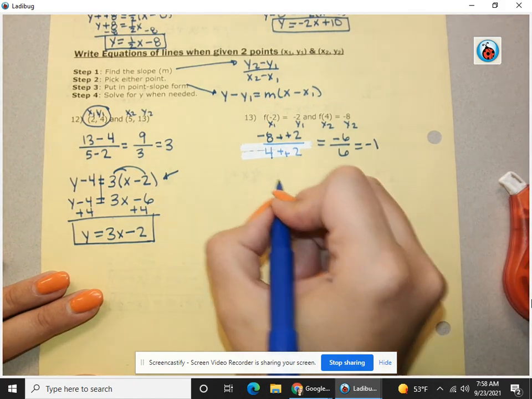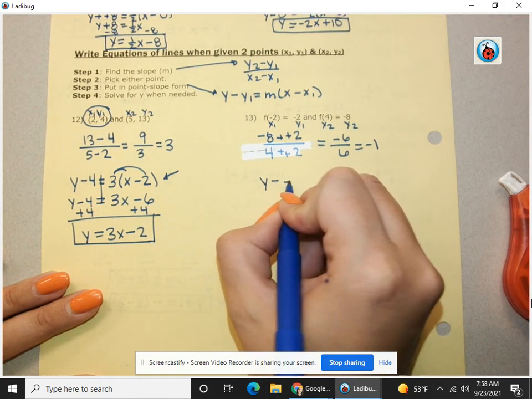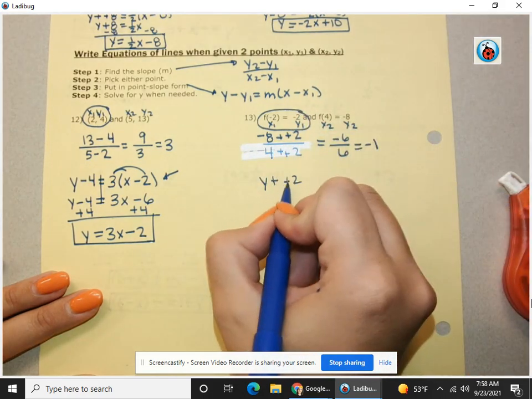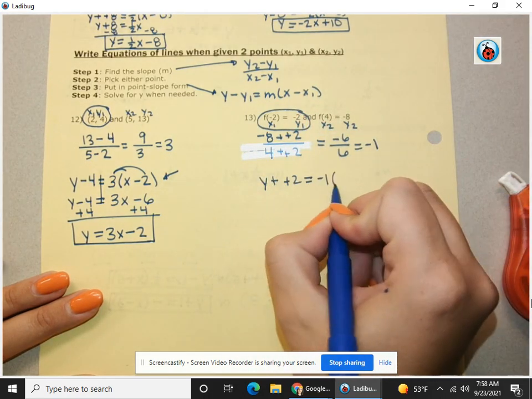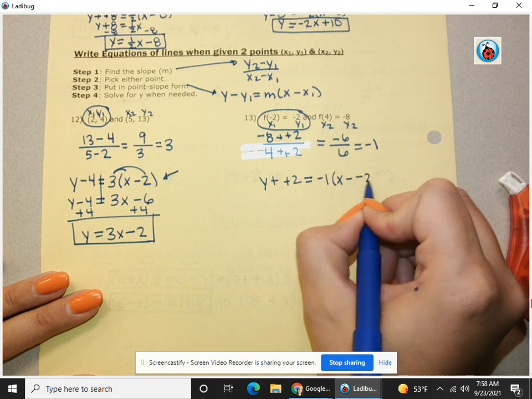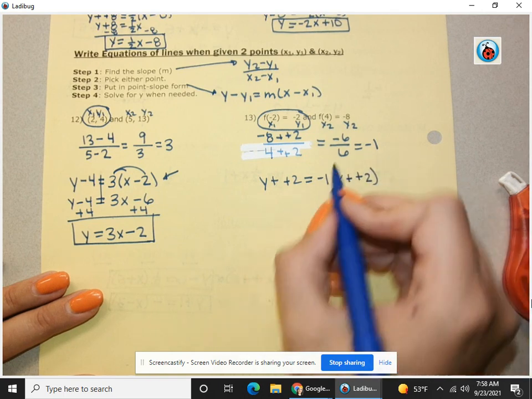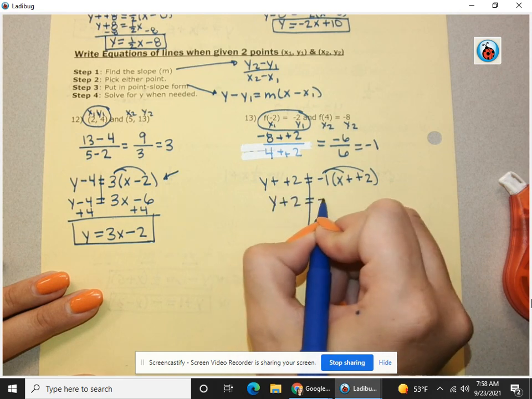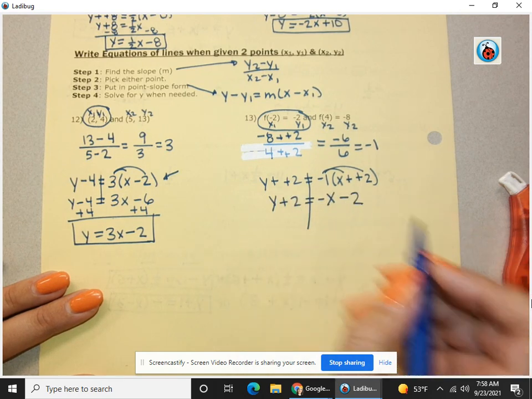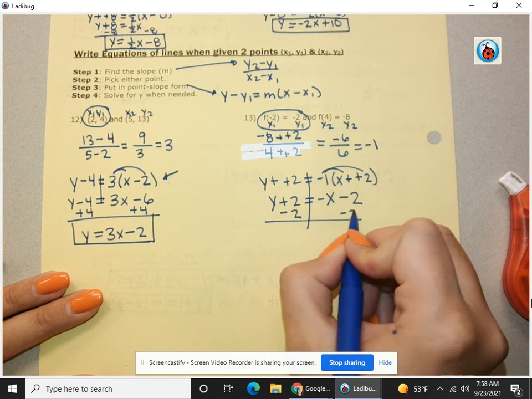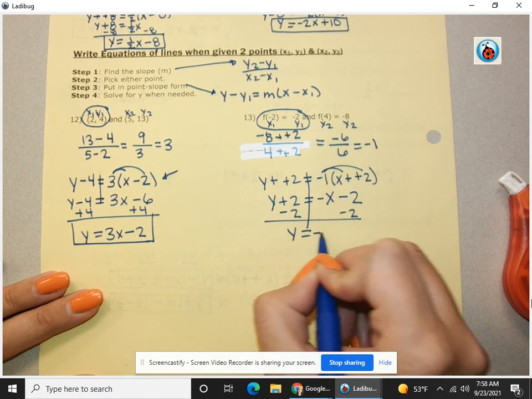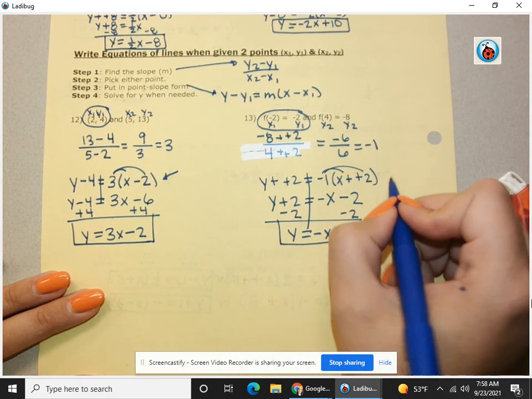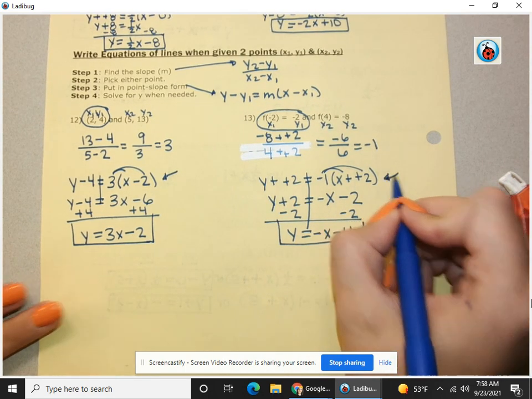Now I put it in point slope form. So y minus y1, which is negative 2, I'm going to use this point again, equals m times x minus x1, which is also negative 2. I'm going to distribute, so I have y plus 2 equals negative x minus 2. I'm going to subtract 2 and get y equals negative x minus 4 as my answer, unless it wants it in point slope form, which it very well could.